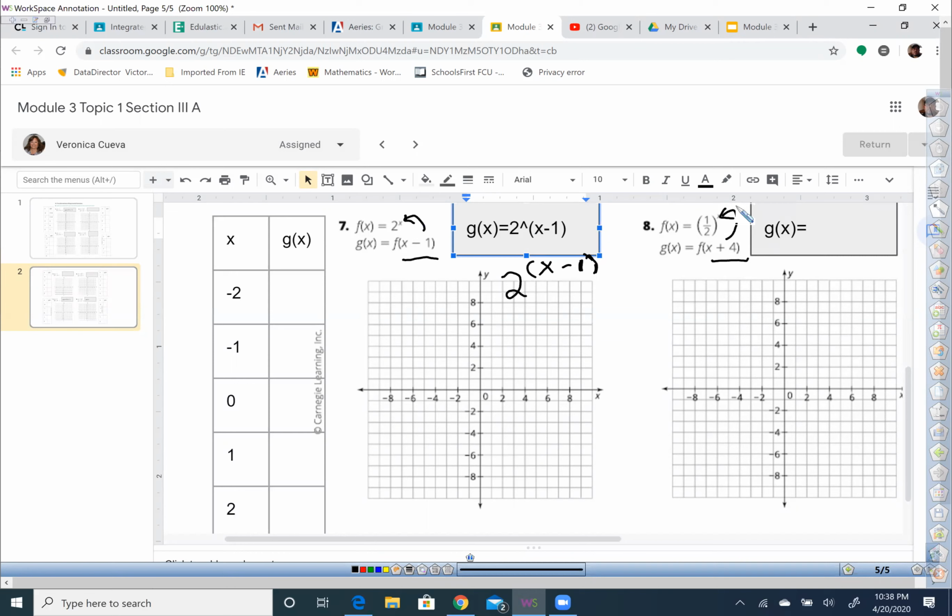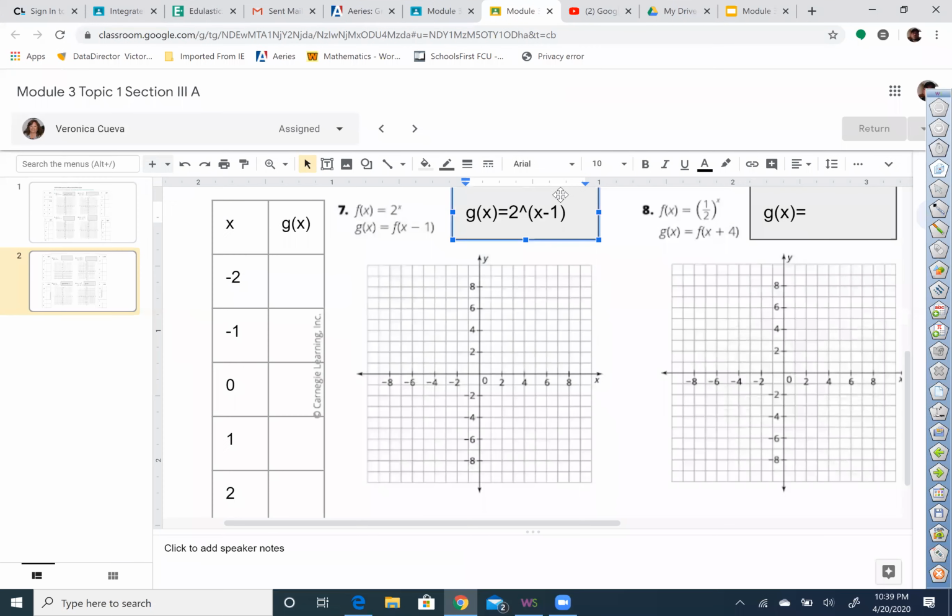Okay, so let's go ahead and plug them in. Let's see what we get. So we have -2. We plug that in for our x. -2 minus 1, that's -3. The -3 on the exponent is just going to flip the number. So instead of 2, we're going to have 1 over 2 to the third. So 2 times 2 is 4, times 2 is 8. So we said it was going to be 1 over 8. And then we plug in -1. -1 minus 1 is -2. We got 2 to the -2 power, which is 1 over 4.